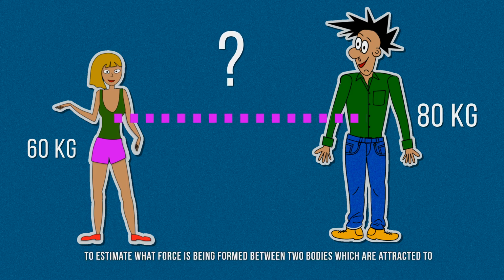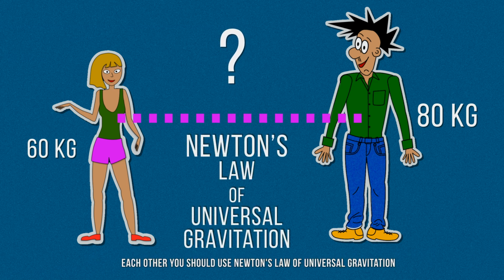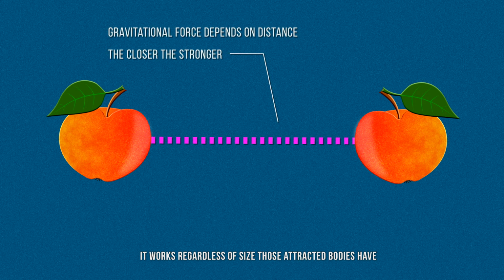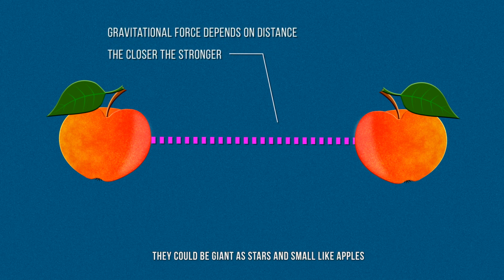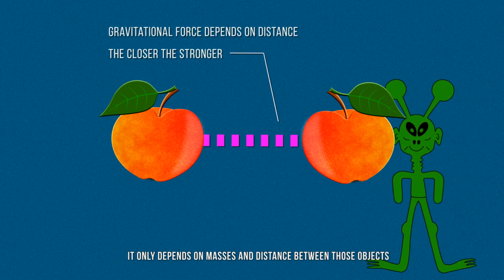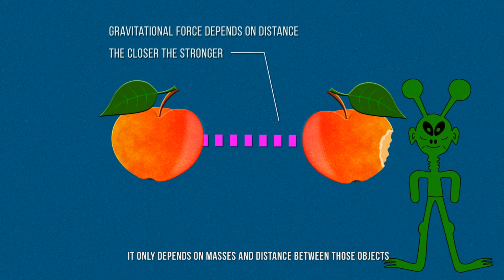To estimate what force is formed between two bodies which are attracted to each other, you should use Newton's law of universal gravitation. It works regardless of the size of the attracted bodies. They could be giant as stars and small like apples. It only depends on masses and the distance between those objects.